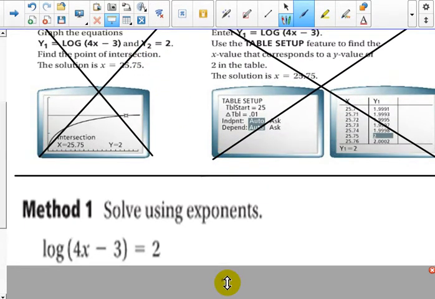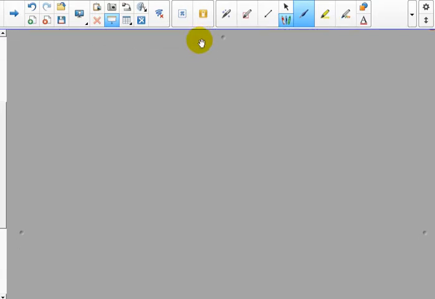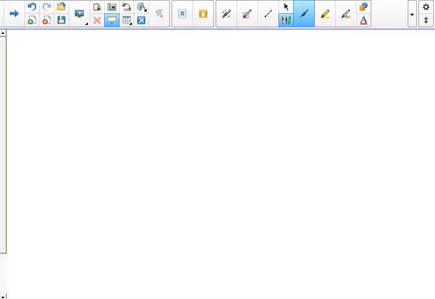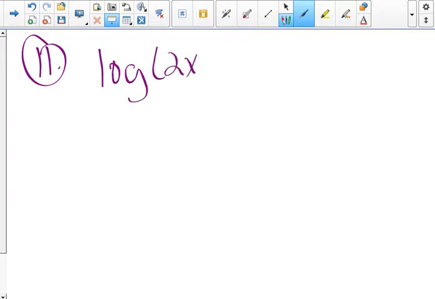Any questions? Okay, let's look at problem 11 on your paper and work the first one together. They give us log of 2x plus 4 equal 3. And they've started it for us.